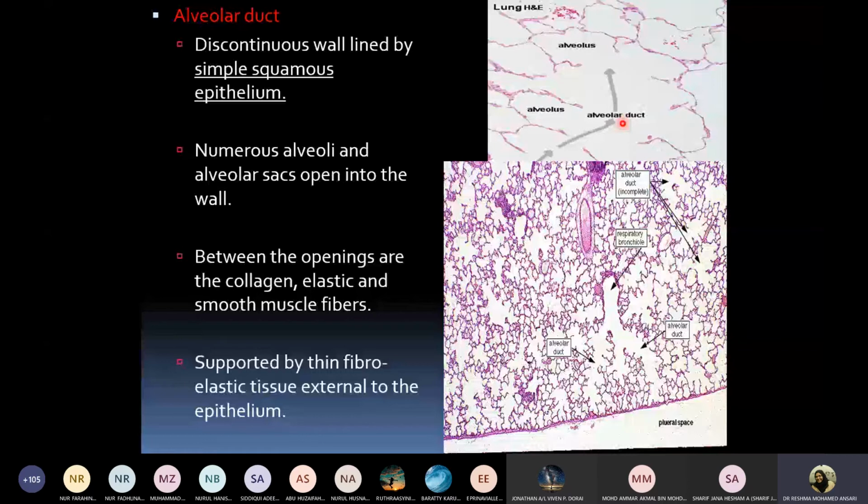If you see the figure below, you can see one alveolar duct. I'm putting my cursor on one alveolar duct. You can see many alveoli opening into it. That's why we call it an alveolar duct. It is made up of only alveoli, but that many alveoli are opening into it. The epithelium is always simple squamous, but it needs support. That's why you have collagen, elastic and smooth muscle fibers.